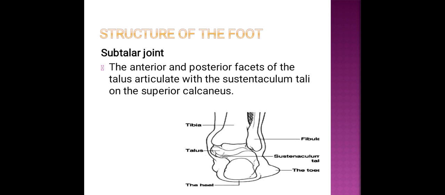Subtalar joint. The anterior and posterior facets of the talus articulate with the sustentaculum tali on the superior calcaneus. Four talocalcaneal ligaments join the talus and the calcaneus. The joint is essentially uniaxial, with an alignment slightly oblique to the conventional descriptive planes of motion.